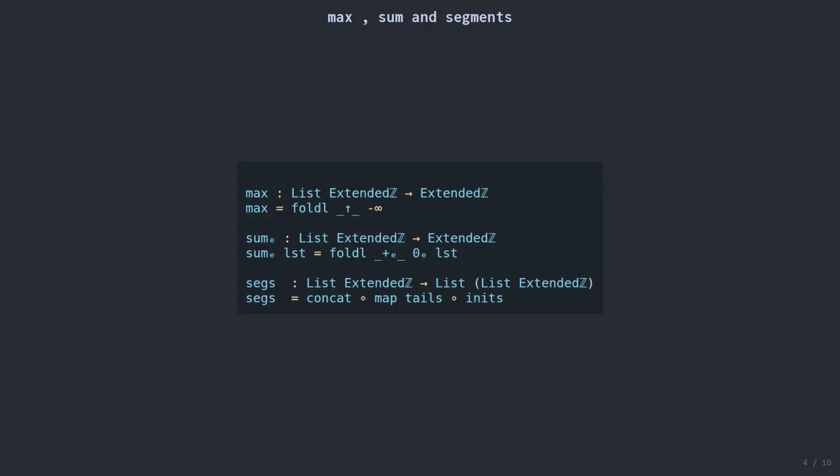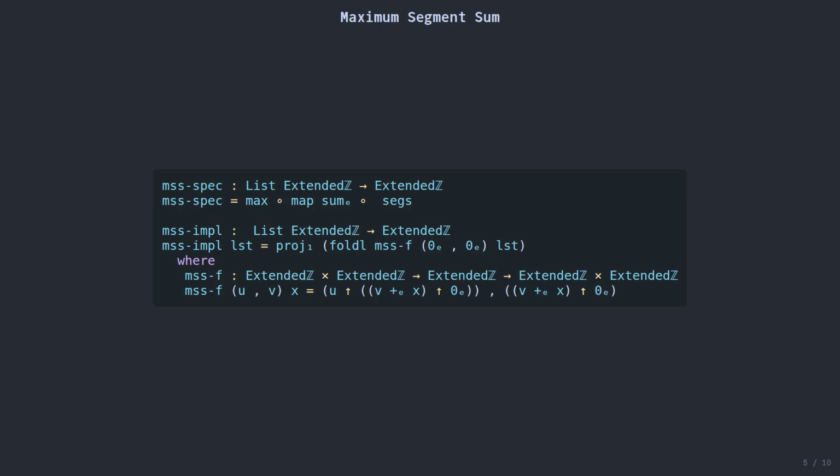The third function is segs. It returns all possible segments of a list. It relies on two standard list functions, inits and tails. For any list, inits returns all prefixes, and tails returns all suffixes. By mapping tails over the output of inits, we obtain every possible segment. Concatenating the result gives us a flat list of all segments of the original list.